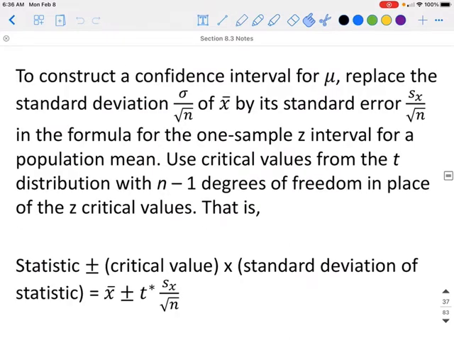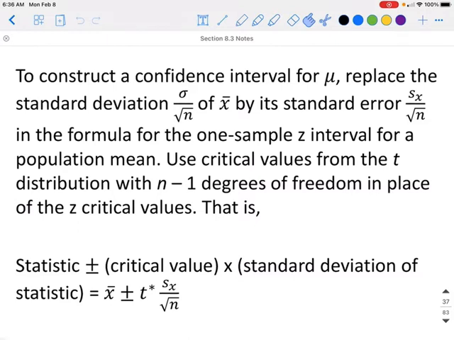To construct a confidence interval for mu, replace the standard deviation sigma divided by the square root of n with your standard error, which is S sub x divided by the square root of n, in the formula for a one sample z interval for the population mean. Use critical values from the t distribution, where you remember the degrees of freedom is equal to n minus 1, in place of that critical value z.